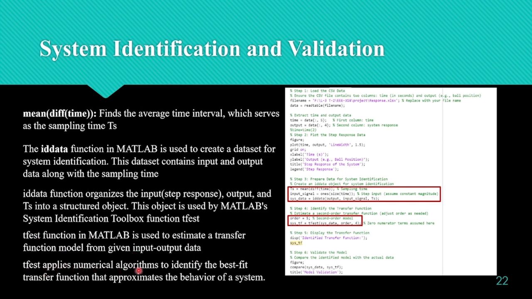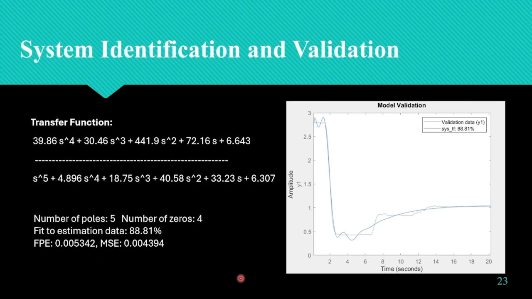TFS applies numerical algorithms to identify the best fit transfer function and approximates the behavior of a system. Here we used 3 step responses from our real-time system and used them to approximate transfer functions. For the first step response, we can see that the transfer function has 5 poles and 4 zeros, and the transfer function is written here.